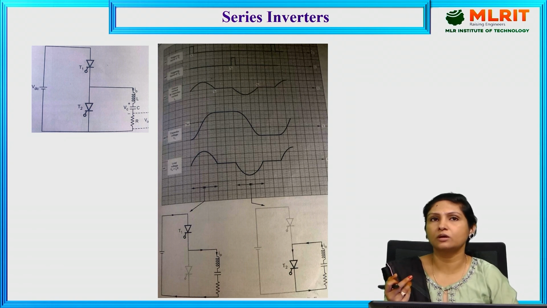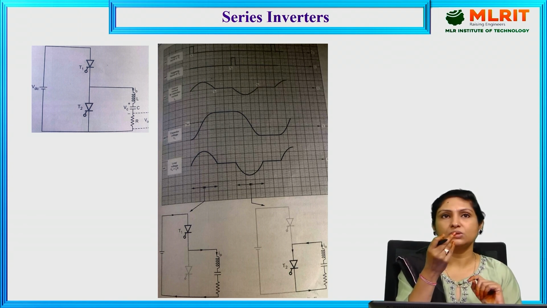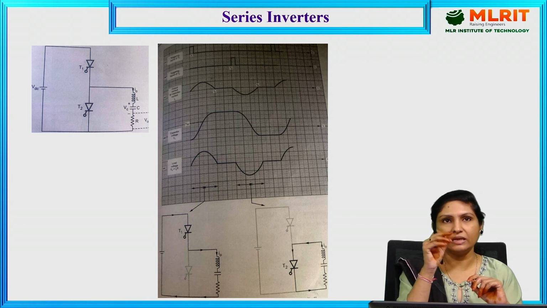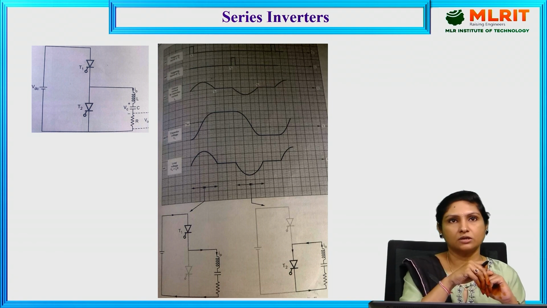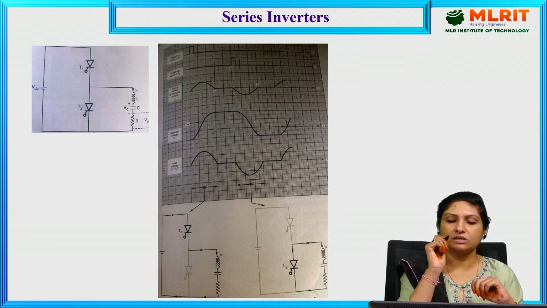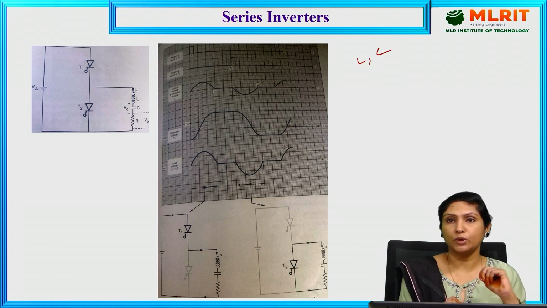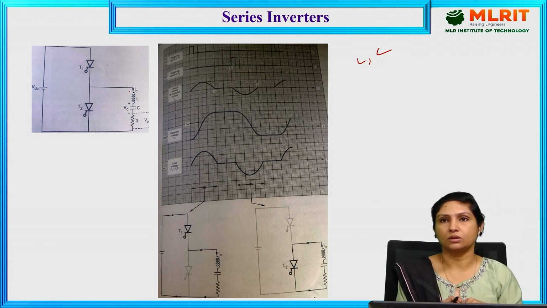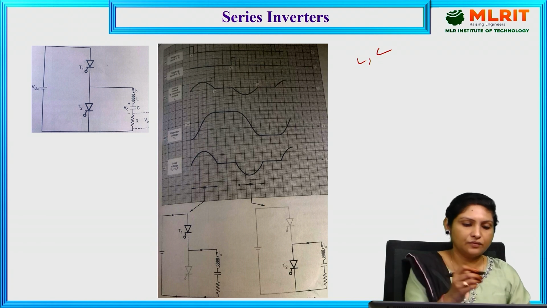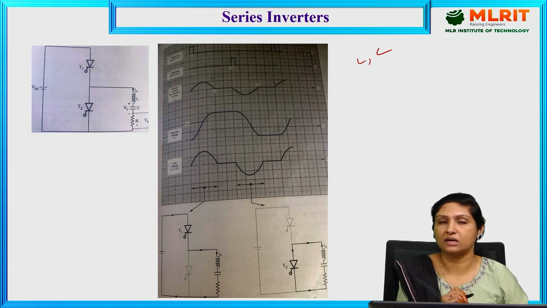If at all the commutating components, why commutating components? What is a commutating component? Whenever we have to commutate the devices which we are actually using in any particular circuit, those components we call commutating components. And here, the commutating components are inductor as well as capacitor. Whenever these commutating components, like inductor and capacitor, are connected in series with the load, we call it a series inverter. Firstly, if you see here, we are making use of an inductor and capacitor which is connected in series with the load, that is R, resistive load.